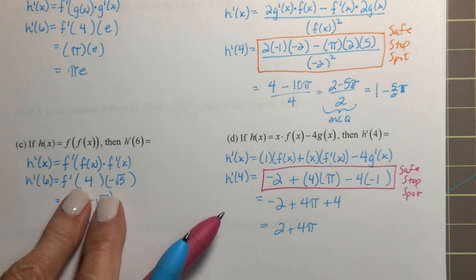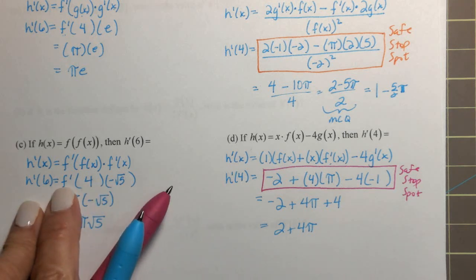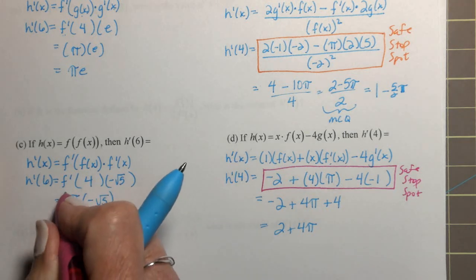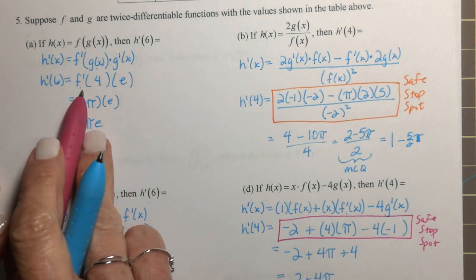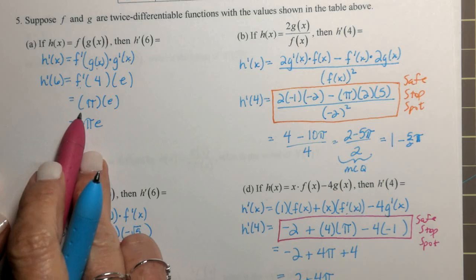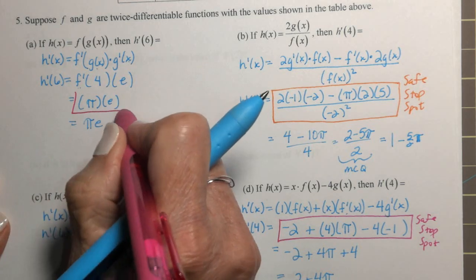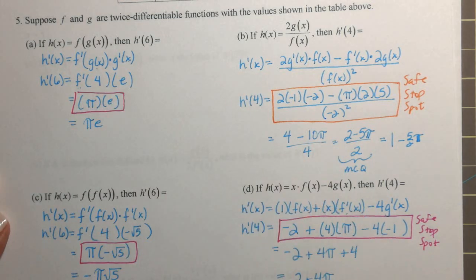Which means this is not a safe stop spot because we still have function notation. This is a safe stop spot. This is not a safe stop spot. The next line is where we have all numbers. That's safe stop. Okay?